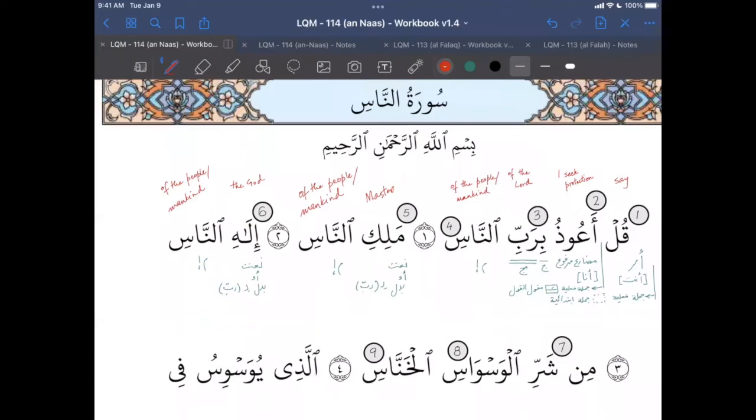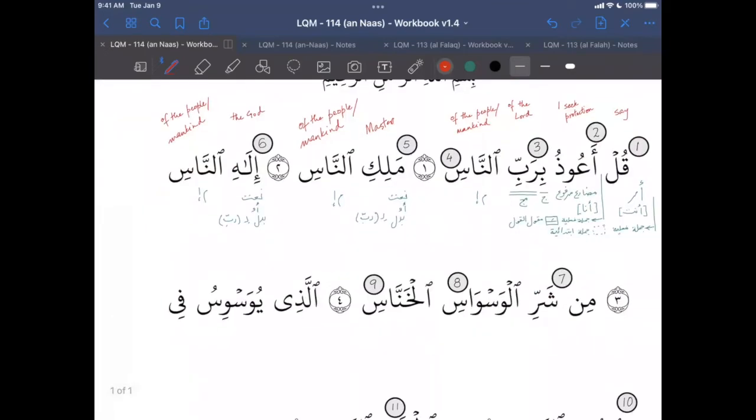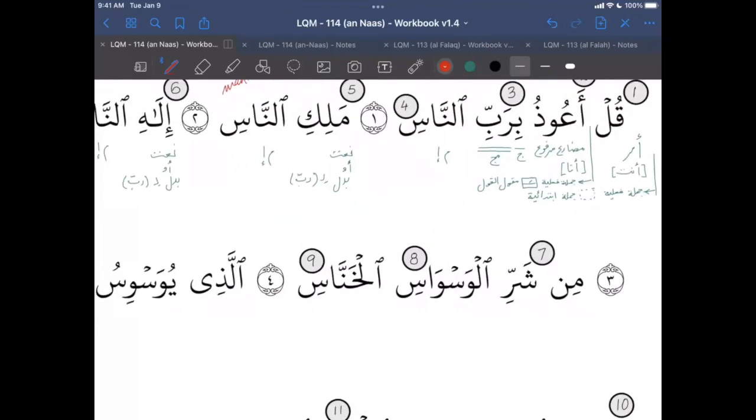Qul a'udhu bi rabbin nas, malikin nas, ilahin nas. Remember, the meaning of a'udhu is to seek protection, be of someone. So we saw that be already. Be Rabbi. Of the Lord of the people. And then malikin nas and ilahin nas are simple adjectives or substitutes of Rabb. And then the next part of a'udhu was min, from someone or something. To seek protection with someone, from someone. Now the next part is who or what are we seeking protection from? So that's what we will look at now.